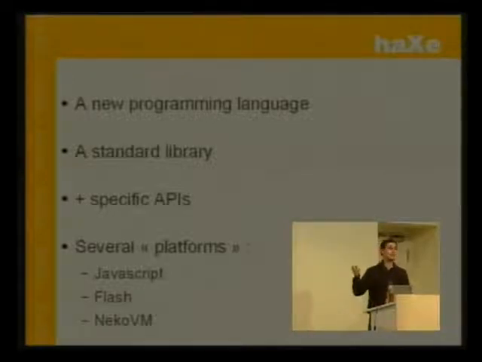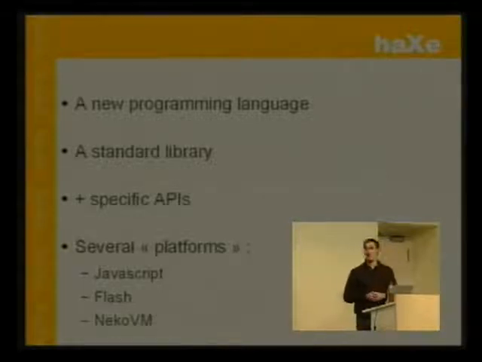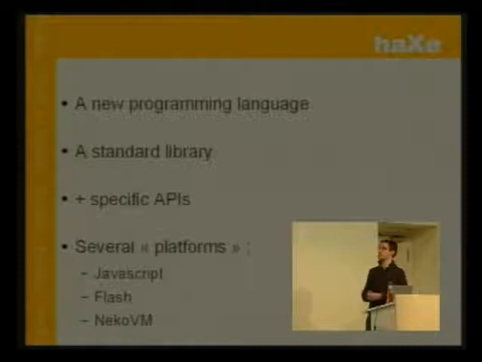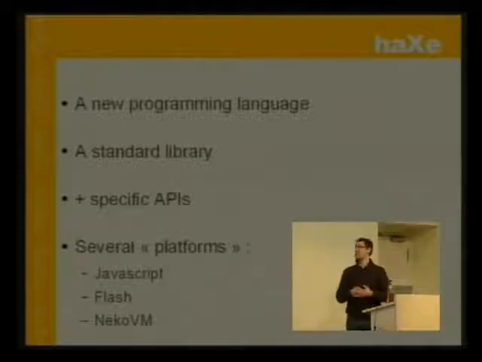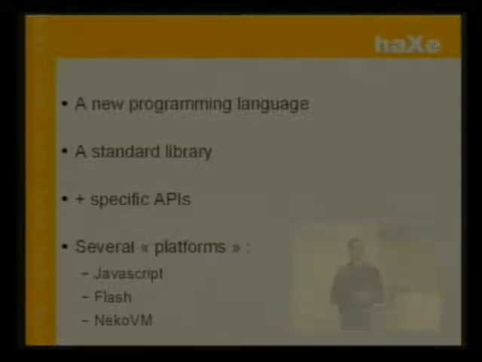And you have specific APIs because Haxe targets several platforms. There are 3 platforms supported right now. Several could be added in the future without any problem. There is a JavaScript platform. So basically, you have the standard library, and then for JavaScript, you have specific APIs for accessing the DOM objects, for manipulating HTML content.